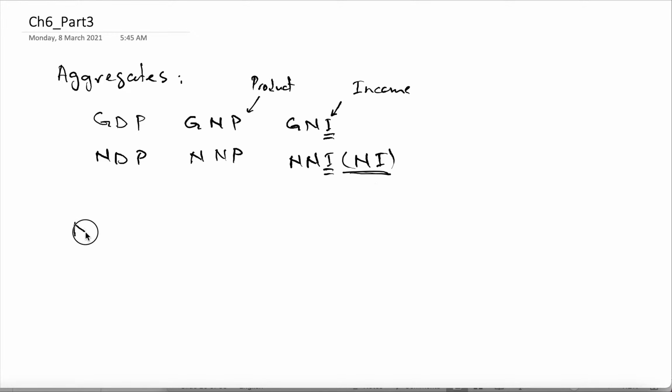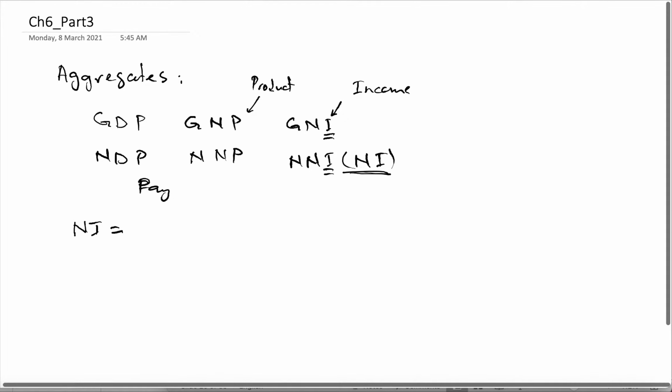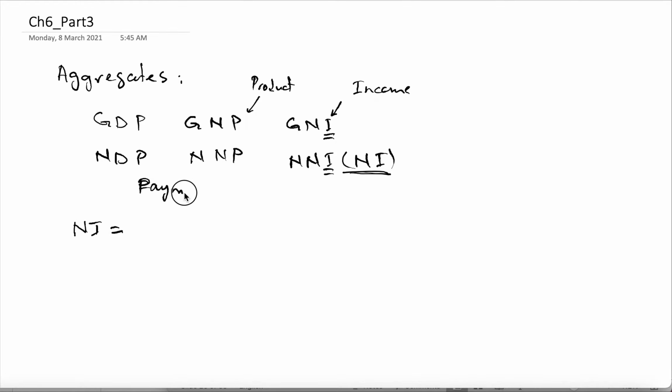So national income is like we ask the people how much they earn, how many factors of production we have. So this income becomes payments to factors of production. And how many factors of production do we have? I just write it here. We have labor, we have capital, we have land or resources, and we have entrepreneurship.